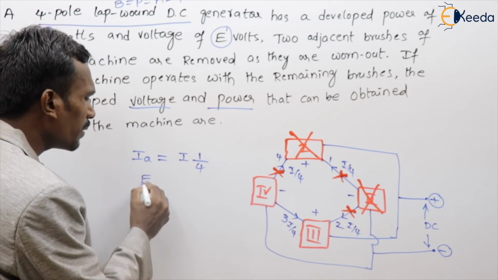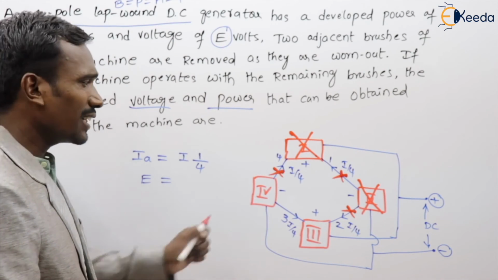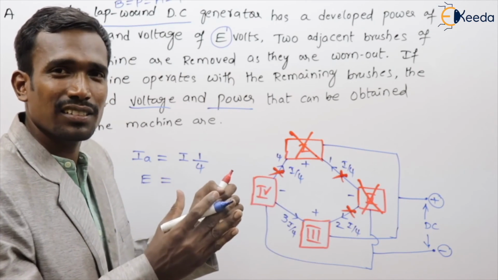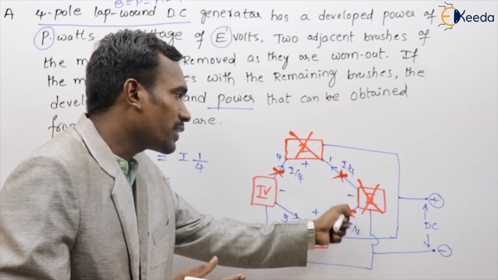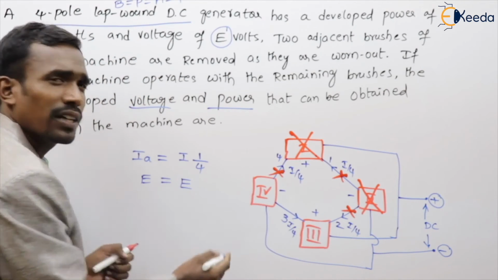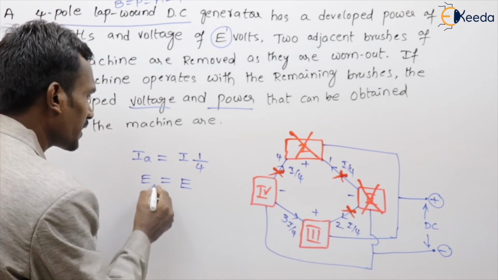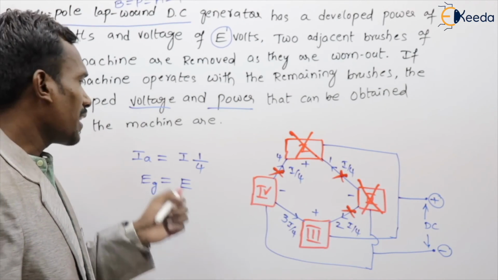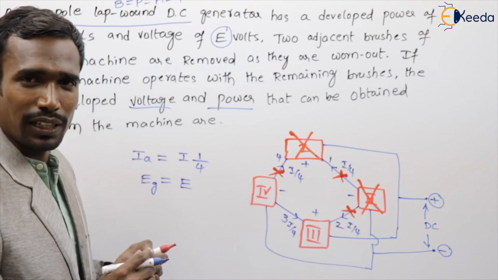What is the EMF? Generally, these all are in parallel, right? Even though the remaining 3 parallel paths are damaged, there is no change in EMF. The EMF is the same. The generated EMF is E only. The armature current is I by 4 only.